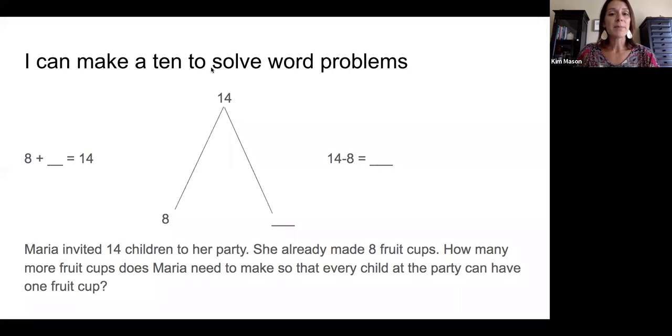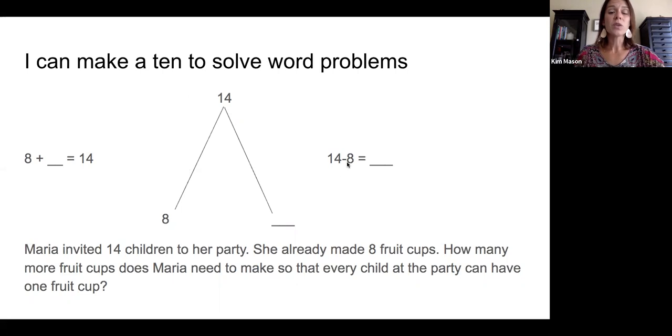We see our math mountain. The total she needs is 14. She has already made 8, but she needs to make more. We can also use this as a subtraction problem, because we could take the total 14 minus a part 8, and that would be the missing number.